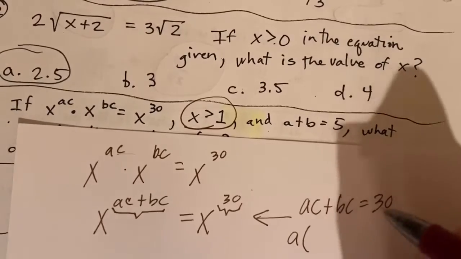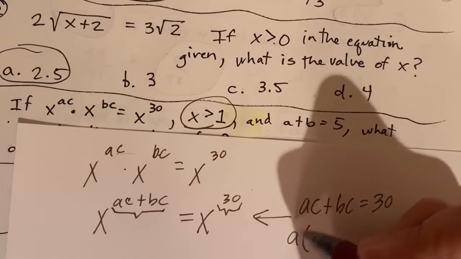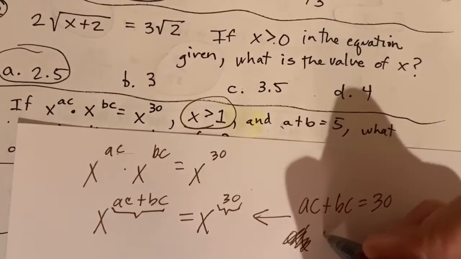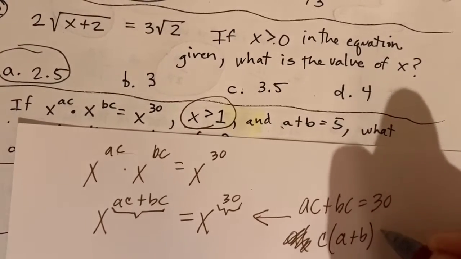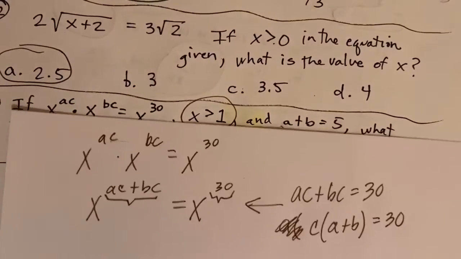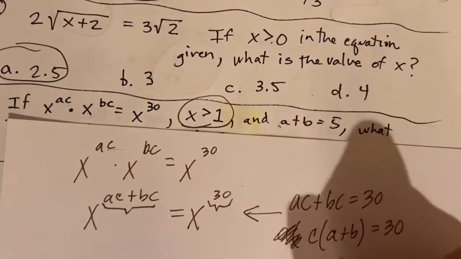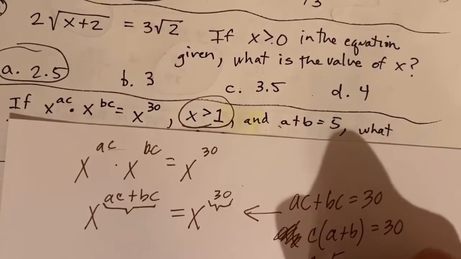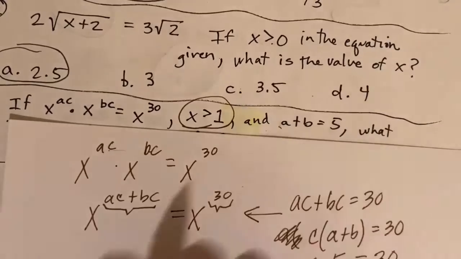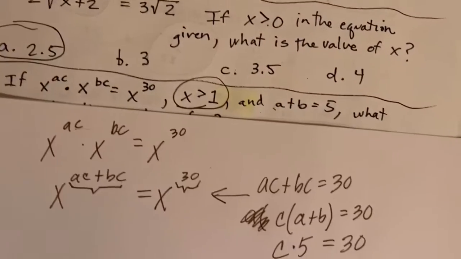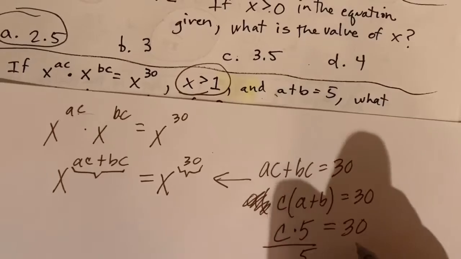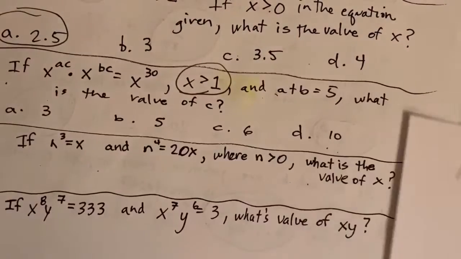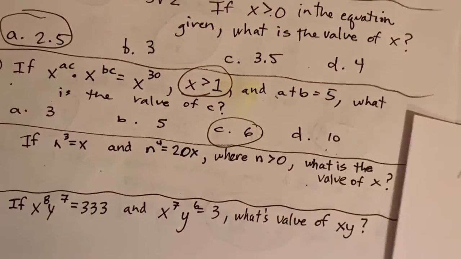right? And let's factor out a c. We want it to look like this, a plus b. So I'm going to factor out a c, and we have a plus b. And now it says a plus b is 5. So where I see the a plus b, I can substitute a 5. And I'm pretty darn close to finding the value of c. If I divide 5 on both sides, I get 6. Beautiful. And that is one of my answers.